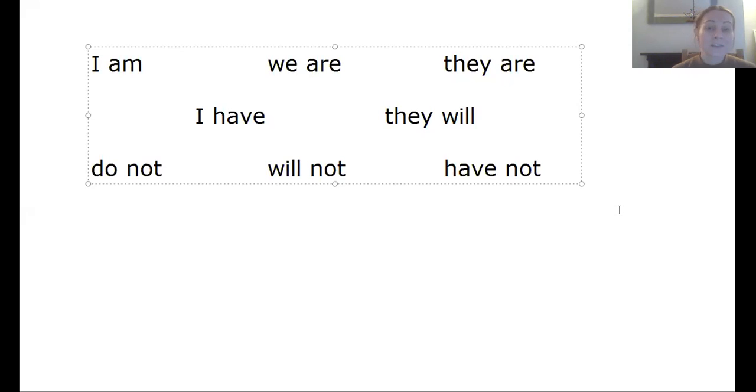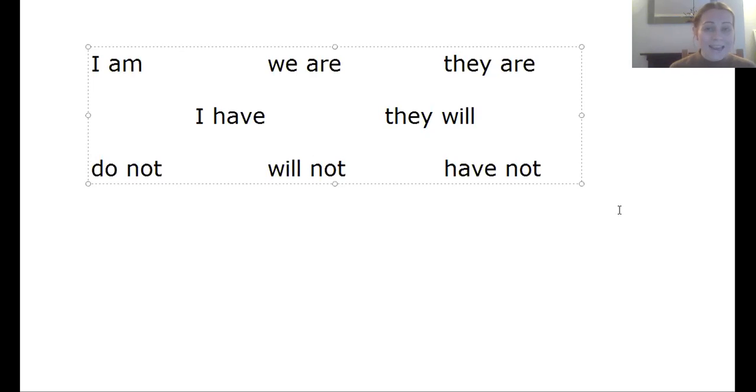Now, your last task for today is to think of two contractions and include them in a sentence. So I have written out on my whiteboard here a few examples of two words that can be squeezed together to make a contraction with an apostrophe. So we've got I am, we are, they are, I have, they will, do not, will not, and have not. So it's up to you.